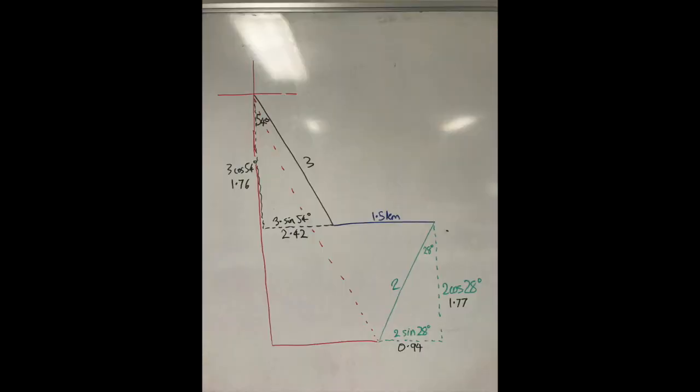Now that I've got my black section figured out, I go on to the blue section, and that's the easiest one because there's no north-south component. It's pure east-west. I'm done there. I can move straight on to the green one now.